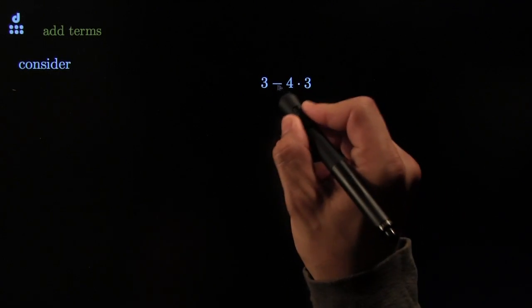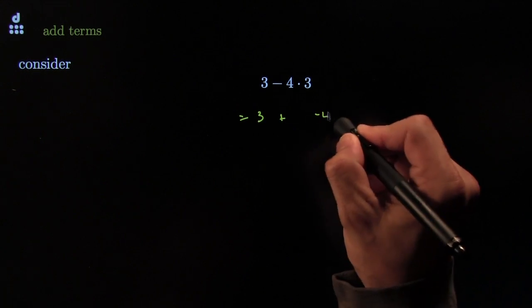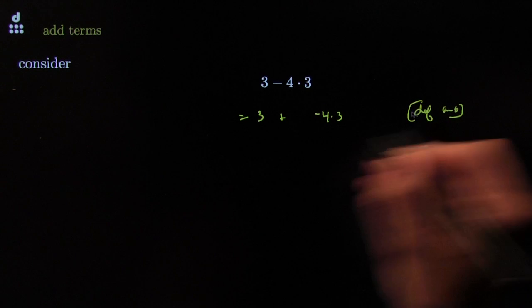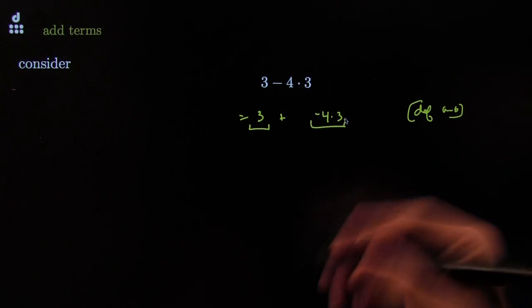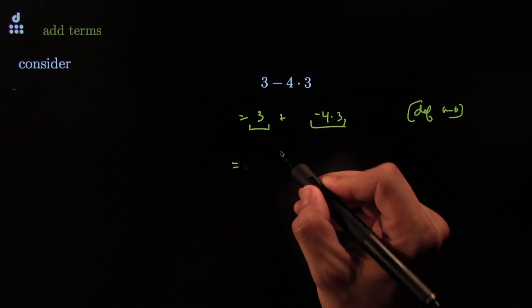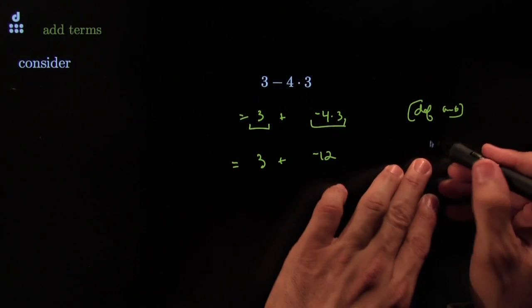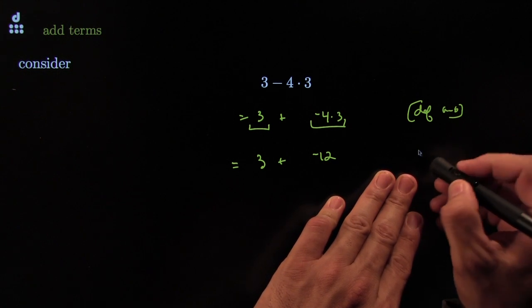Again, I don't like the minus here, so I'm going to go with 3 plus negative 4 times 3. This is by definition of subtraction. And also I give myself some room to see my terms. I have 2 terms here. So I try to work with each term as much as I can. So that would be 3 plus negative 12. And of course this is by negative times positive theorem.